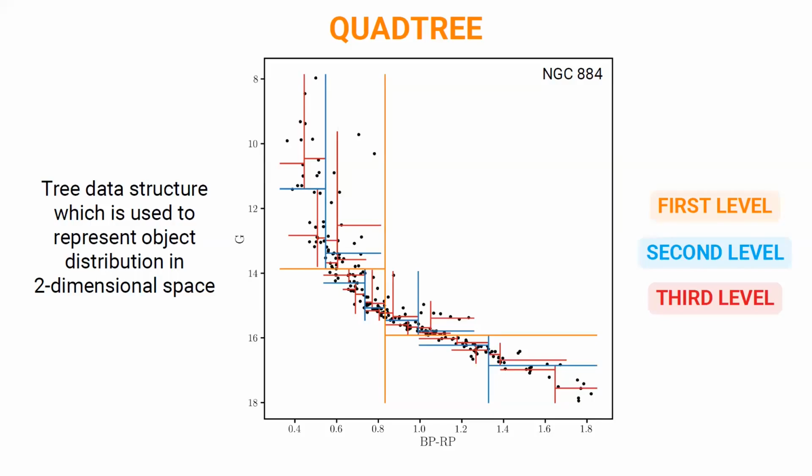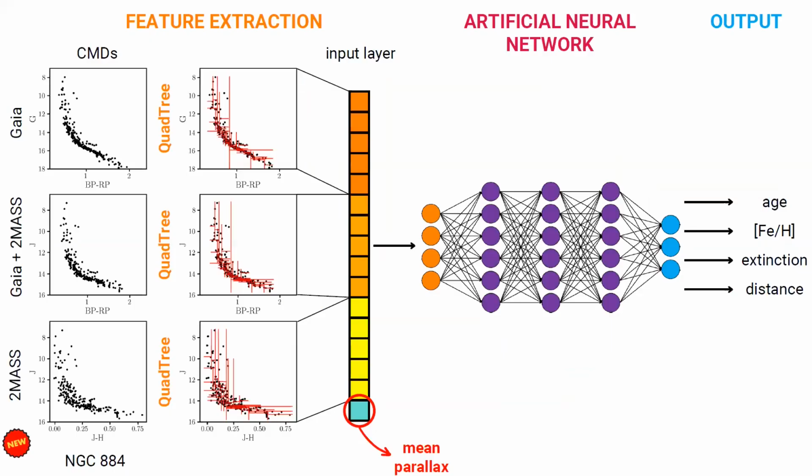Then I will show you why it's better than in the other case. So the whole pipeline looks like that. You have your color magnitude diagrams. In this case, we also use other photometry, not only the one of Gaia, we also use the infrared photometry from 2MASS here to disentangle the degeneracies of the 4 parameters. Then you compute the quad tree, and from the coordinates you have the input layer. Here you also have the mean parallax of the cluster because it's a strong tracer of distance for nearby clusters, and you feed it to a neural network, obtaining what you want.